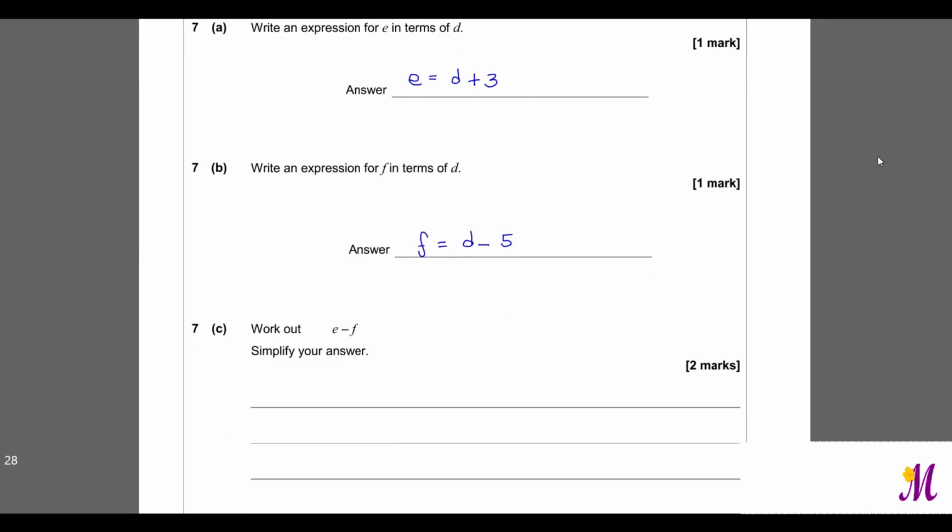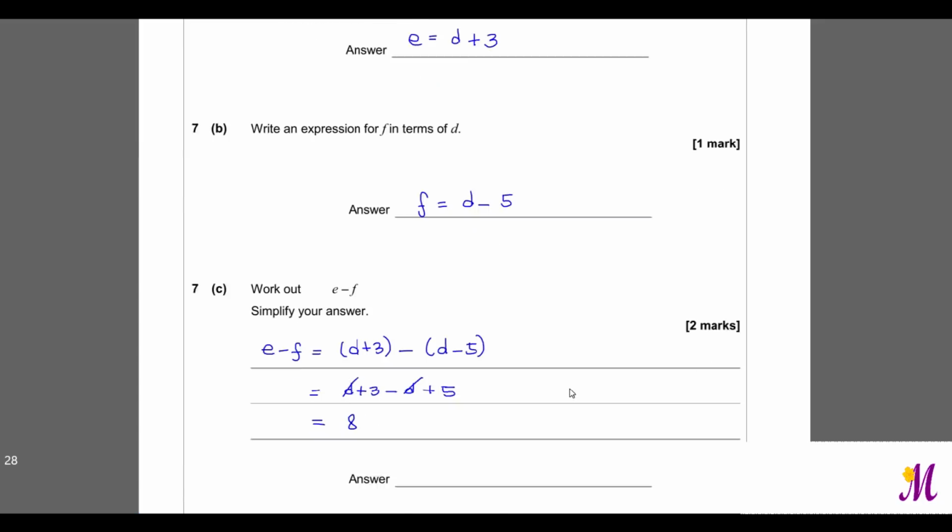What about the next question? Work out E minus F and simplify your answer. Okay, we have E and we have F, so E minus F would be E is D plus 3, and then F is D minus 5. If we take away all the brackets, we will have D plus 3 minus D and plus 5. Don't forget the minus and the minus here makes plus 5. Now, D minus D, that means the Ds cancel each other. So we have only the numbers left, 3 and 5. 3 add 5 is 8. So the answer will be 8.